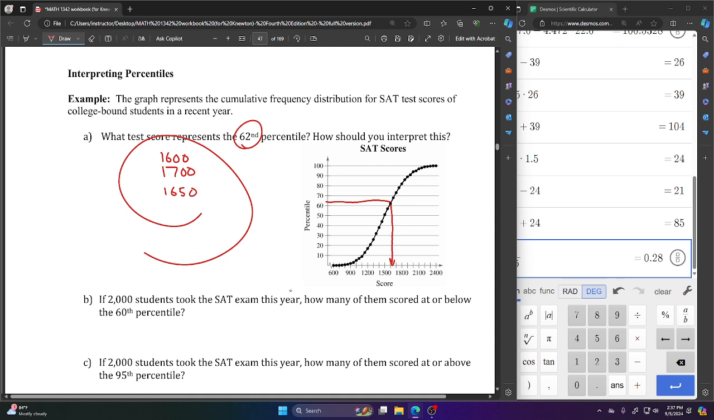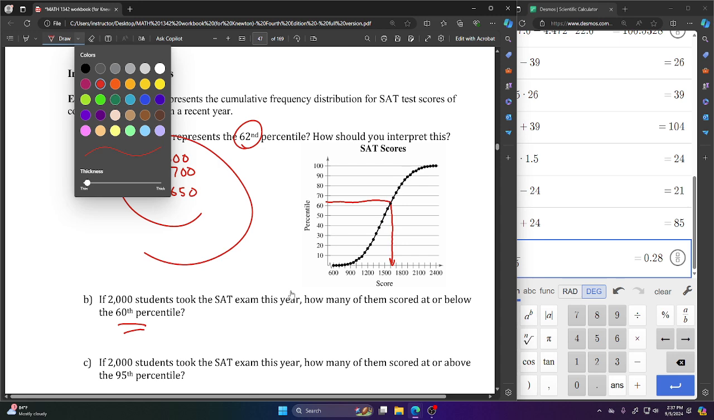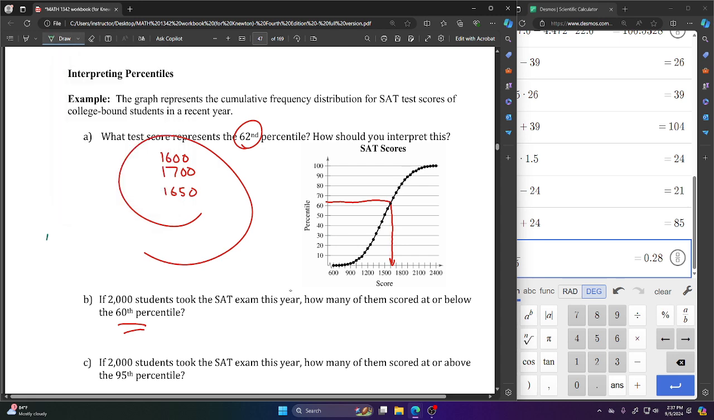Okay. Exactly. If 2,000 students are taking the exam, how many of them are 60th percentile or less? Here, let's use a different color. So 60th percentile. Oh, right here. We just did it. What would you call that? Yeah, sure. 15.5. And so 2,000 students are taking it. How many of them would be score? You know what? That's not helpful.